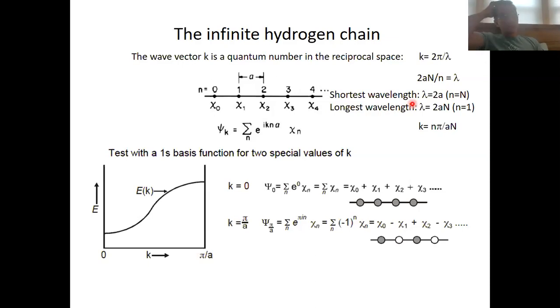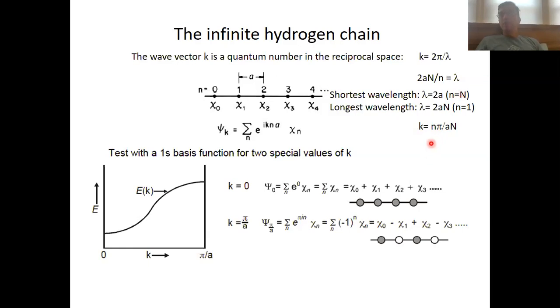Now, knowing that, we can say that k is equal to n times pi over a times n, if you just substitute that lambda by 2 times a times n over n. So now we can think about between which values k can actually vary. Okay. Now, one extreme case is that n is equal to n.